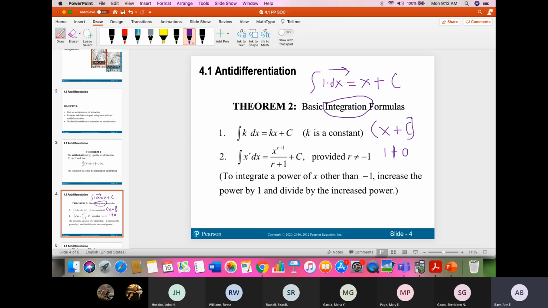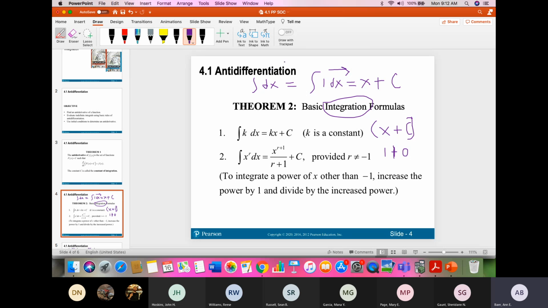Now, this one isn't in the slides. That's why I wrote it in. I think it's really important because this does come up, where you've got a 1 here. And also what comes up is this: the integral of dx, just dx, like that. If that comes up, there's an understood 1 here.